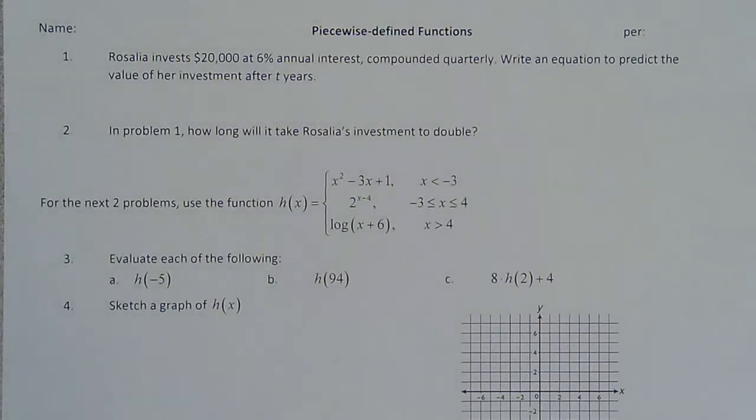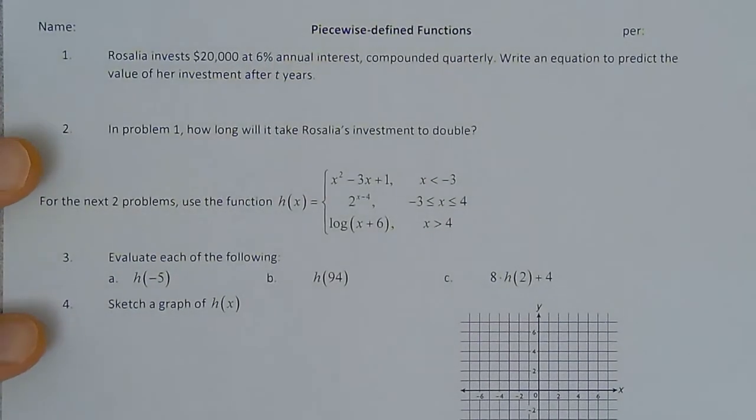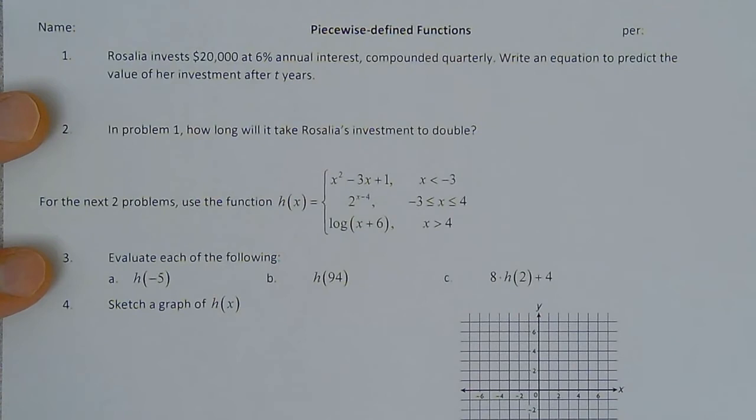All right, the piecewise defined functions worksheet. Let's get going on the review parts. Rosalia invests $20,000 at 6% annual interest, compounded quarterly. Write an equation to predict the value of her investment after T years.